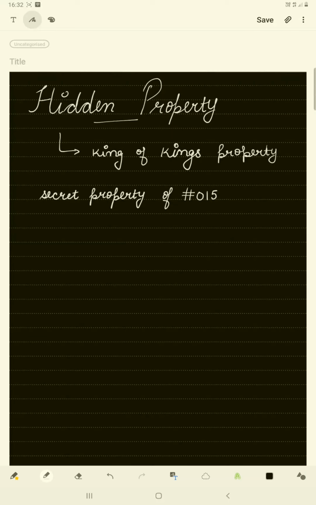Friends, today we are going to do the hidden property of definite integration. This was the secret property that we were talking about in video number 15 of definite integration. I kept this property hidden from you because it is very important, and a little suspense before the actual important thing gets you a better understanding of it. This property is also known as the king of kings property.